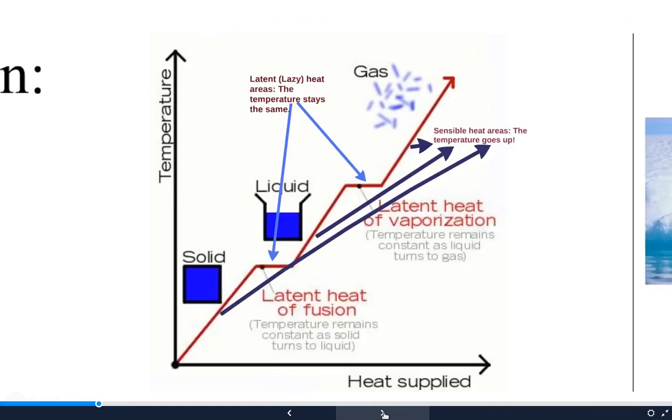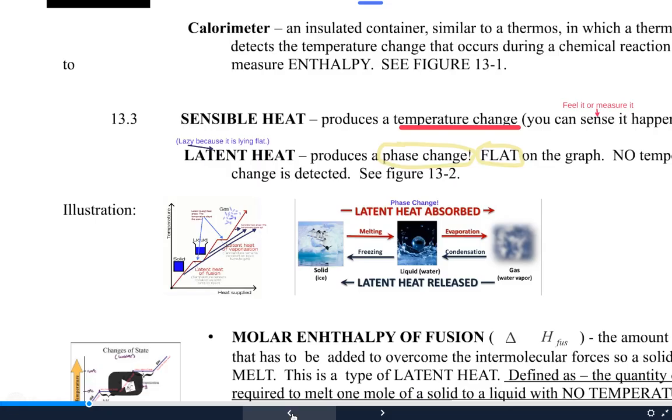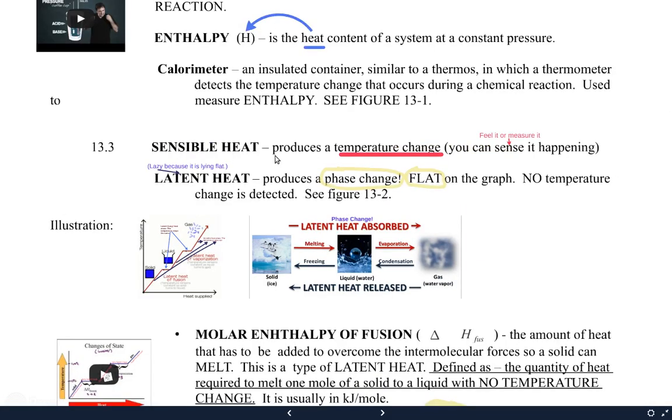The next part is we're going to deal now with looking at sensible heat versus latent heat. I think I didn't cover that yet. Sensible heat produces a temperature change. You can sense it. You can feel it getting hotter or colder. Latent heat, I call it latent lazy heat. That's just a way to remember it because it's laying flat. There's no temperature change when latent heat is introduced. You just get a phase change. It goes from a solid to a liquid or from a liquid to a gas.